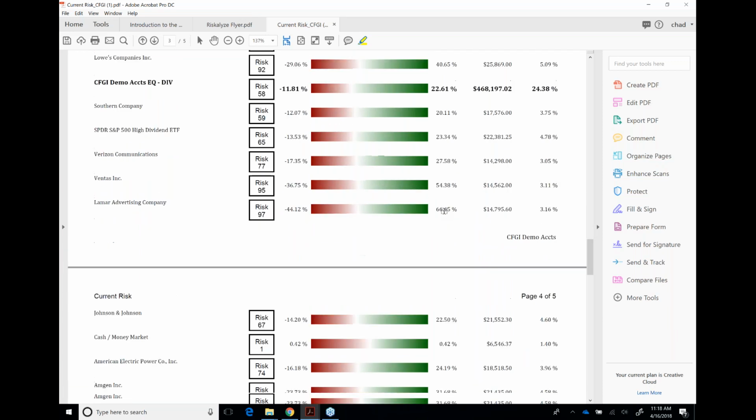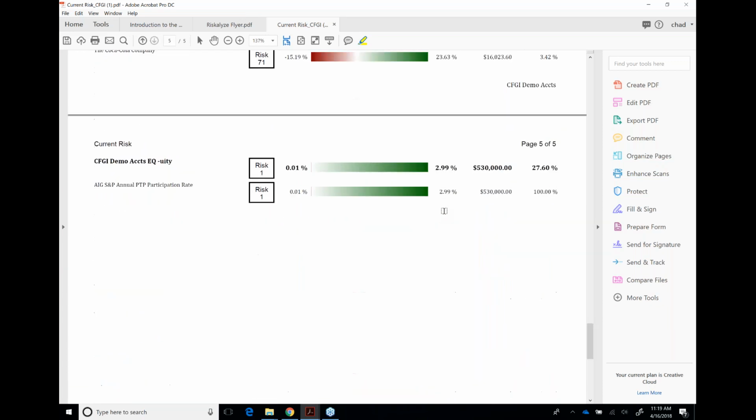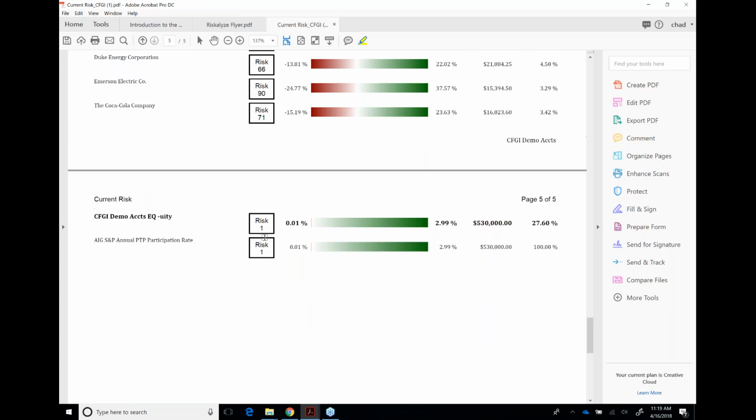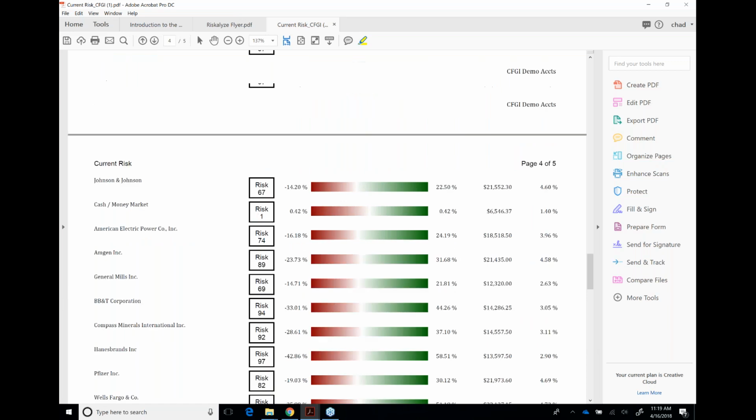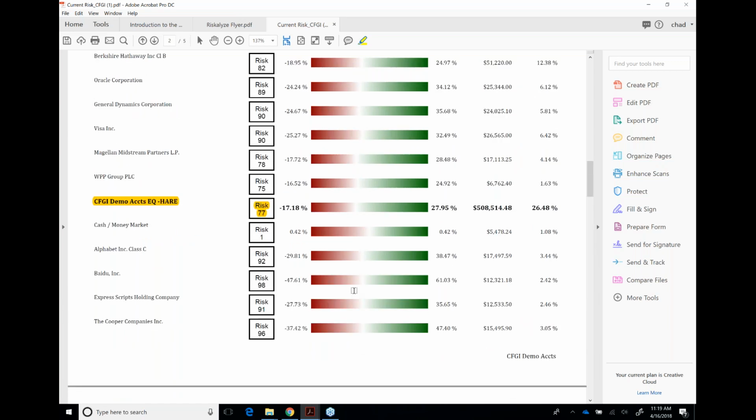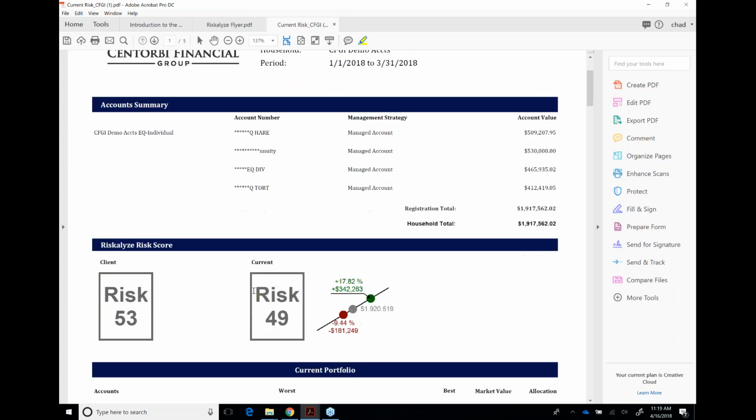Let's scroll all the way to the bottom and we'll pull that fixed annuity up just to give you what that looks like. Since we have a guaranteed principal, we have a risk of 1. Downside is 0.01, upside is 3%. So that gives you an idea of how we blend different risk numbers together to, at the end of the day, make sure that your current risk is as close to your goal of risk as possible.